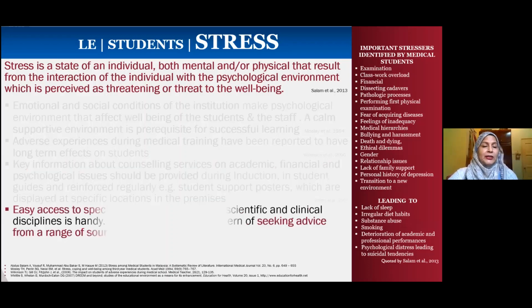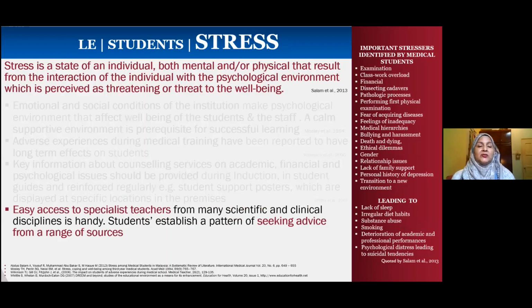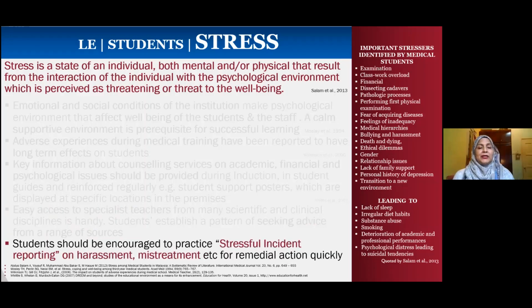It's very important that students know where to go when they are stressed. Easy access to specialist teachers from many scientific and clinical disciplines is handy. I mean, when a student is stressed out and is going through psychological or psychiatric problems in a medical school, it is really a pity, because there are so many clinical staff available who can help the students. Students should be encouraged to practice stressful incident reporting on harassment, mistreatment, etc.